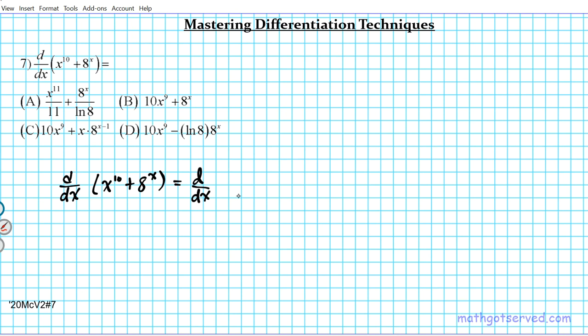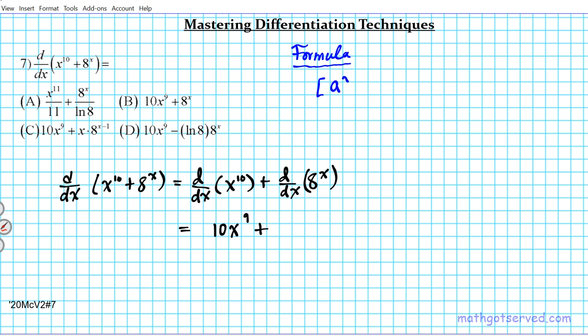So derivative with respect to x of x to the 10 plus the derivative with respect to x of 8 to the x. So what is the derivative of x to the 10? Using the power rule, power down, 10x to the 10 minus 1, which is 9, plus. Now let's go over this formula right here. It's very easy to forget this formula or mess it up. That's why it always shows up on the AP exam. Okay, so the derivative of a to the x is a to the x ln a.